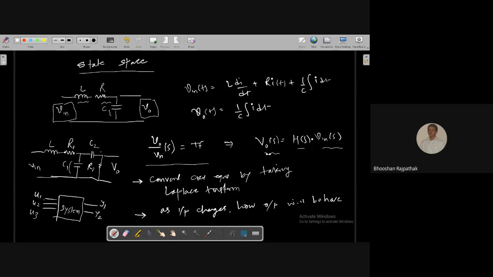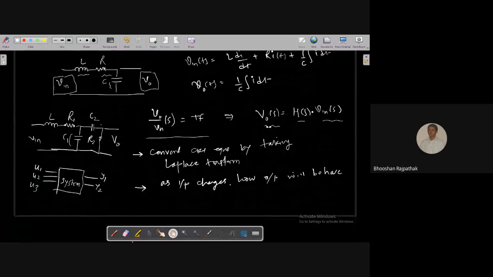But now when you have three inputs, that means multiple inputs and multiple outputs, how will you check the stability? Obviously, for this case, we will have to consider all these combinations. That means Y1 by U1, Y1 by U2, Y1 by U3, these transfer functions. Similarly, Y2 by U1, Y2 by U2, Y2 by U3. So how many transfer functions do we need to consider? All of them: 1, 2, 3, 4, 5, 6.